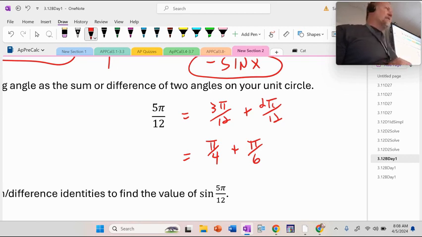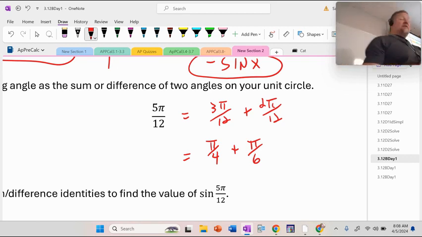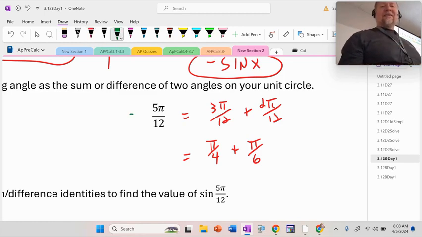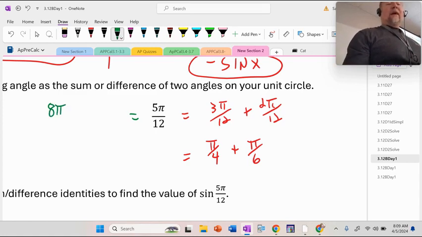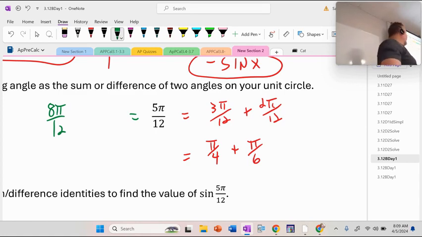I could do this. You want to get nuts? Let's get nuts. How about this one? 8 pi over 12. Wait a minute, that's larger. Okay, what would I have to do to get to 5 pi over 12? What operation would I have to use? Subtraction. And then what would I have left? What would I have to subtract to get this to equal that? 3 pi over 12.